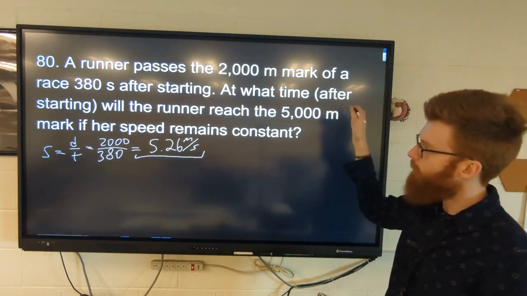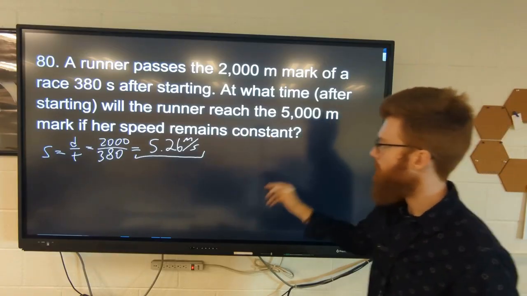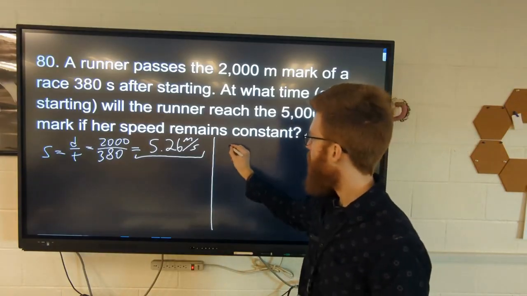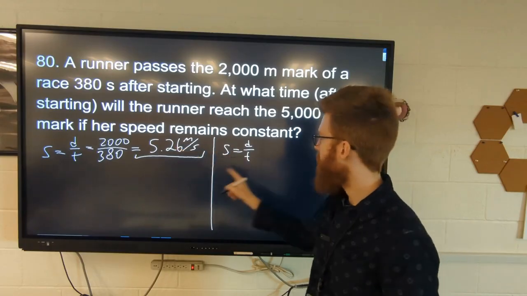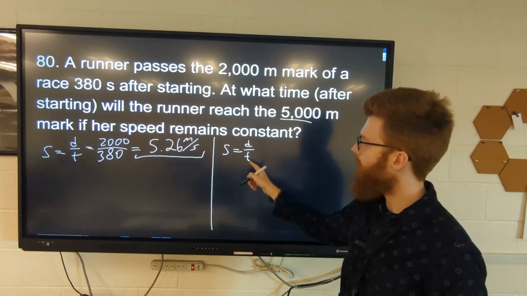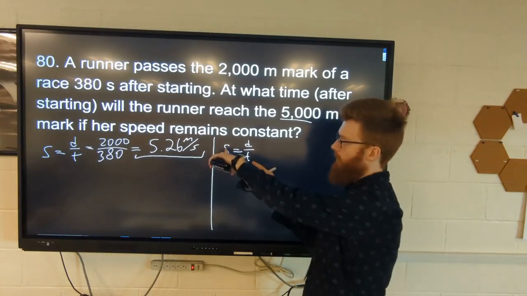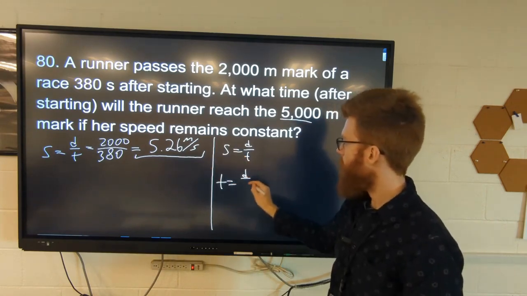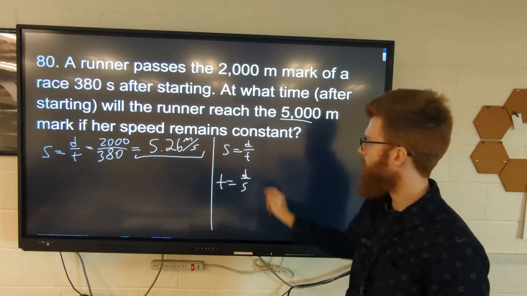At what time after starting will the runner reach 5,000 meters? So now it's kind of like a secondary part of the question. We're still using the same equation. We know the speed, we found that. We know the displacement, or this distance, we were given that, and we're just solving for time. So I'm going to go ahead and solve for t, which once again is just going to make it swap places with what's up on the left, because the t would multiply up and the s would divide down.